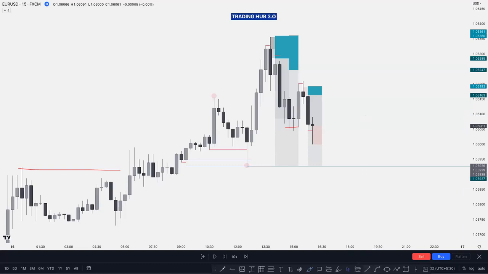And I closed my max. The position is here, maximum. Why?